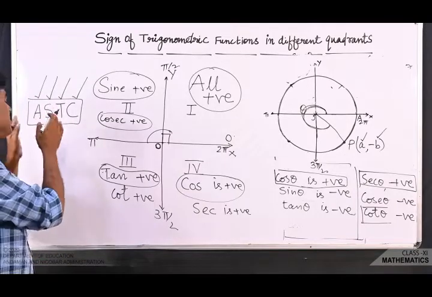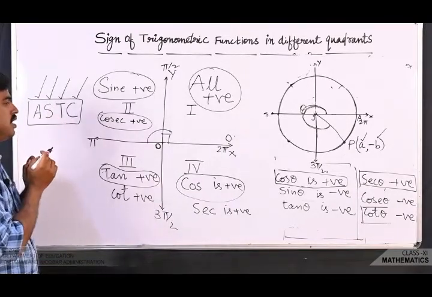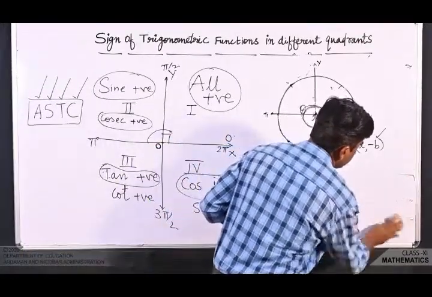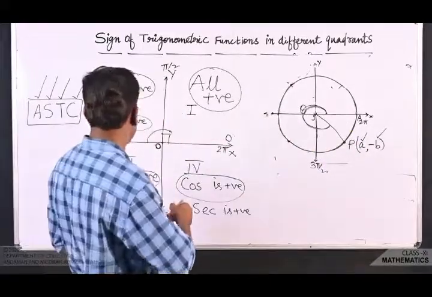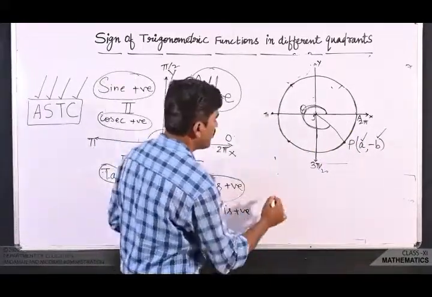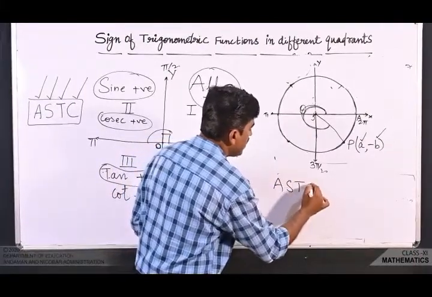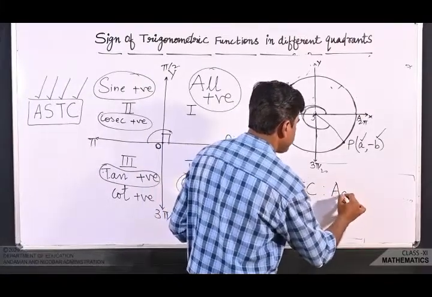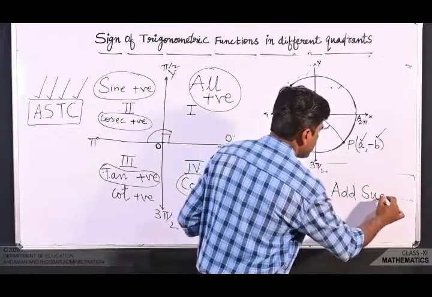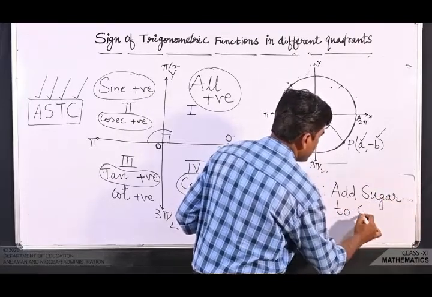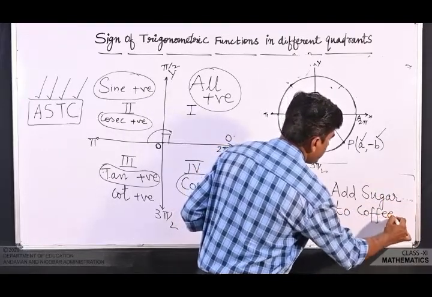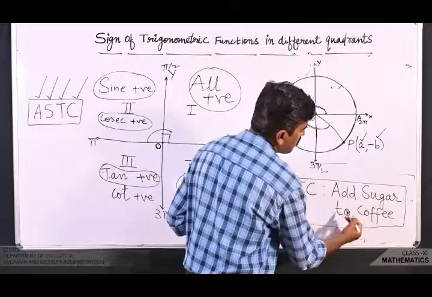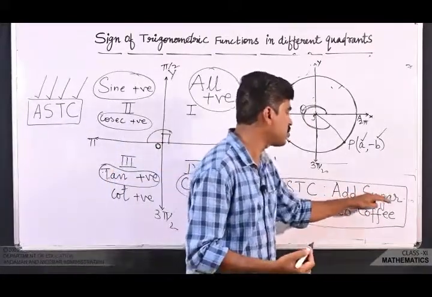So you have to remember ASTC. Now how to remember this ASTC? Just I am telling one trick to you to remember this ASTC. This is a quadrant system and the nature of sign of these trigonometric functions. So ASTC, let's make a full form to remember this. Okay, so add sugar to coffee. Just to remember this, you remember this one, ASTC, and this is add sugar to coffee. Just to remember this one, add sugar to coffee.